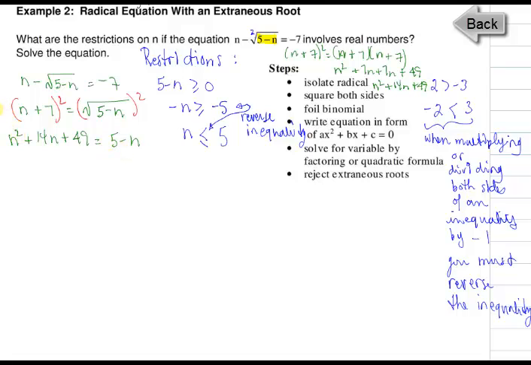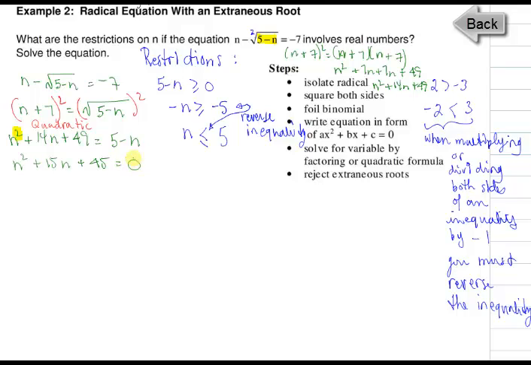Okay, now notice you have a square. Because we have a square, we have a quadratic. So you need to put it in standard form. So you want to write the equation in the form of ax squared plus bx plus c equals 0. So we're going to move the 5 and the negative n to the left, so we're going to get n squared, 14n plus n is 15n, and 49 minus 5 is, oops, 45, and that's equal to 0.